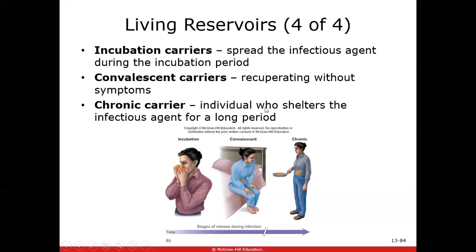Then you have the chronic carrier. That's an individual who shelters the infectious agent for a long period of time. And this is where they talk about Typhoid Mary, where she spread typhoid fever, which is very detrimental to a lot of people. She was a cook, and she would spread it to other people without her having any symptoms, but she spread it to other people.